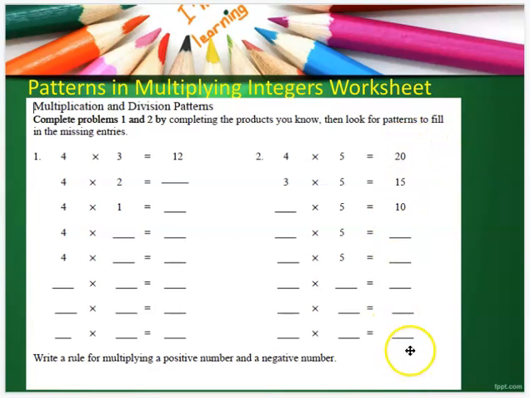Then in this last column you can see it's 20, then 15, then 10. So this column is decreasing by 5. So you would write a 5, then a 0, then a -5, a -10, and a -15. Now notice I wasn't having you do the multiplication. I was just having you fill it in with patterns. So after you complete it with patterns, what I want you to do is write a rule for multiplying a positive and a negative number. So try that.